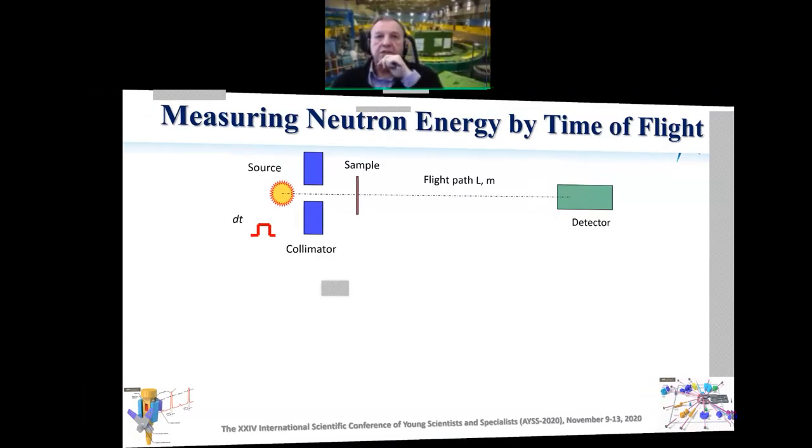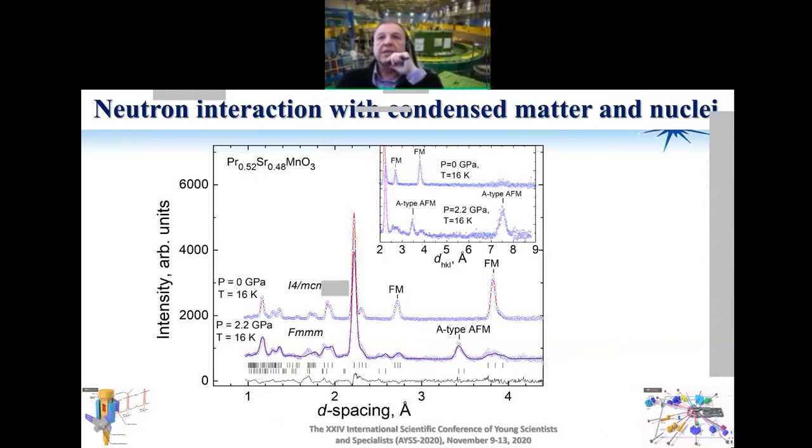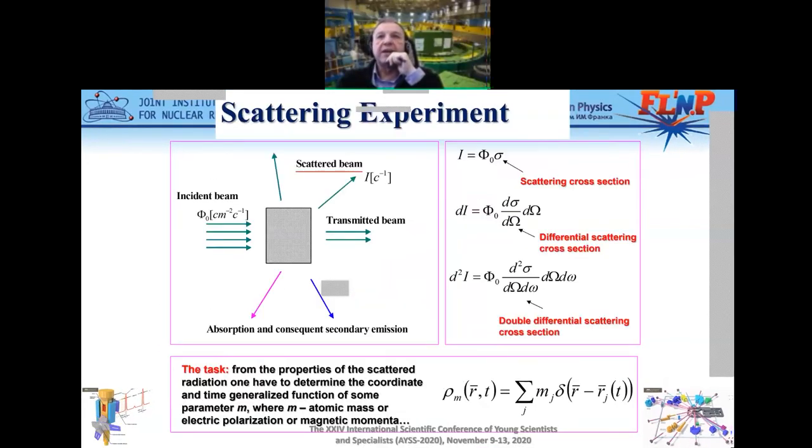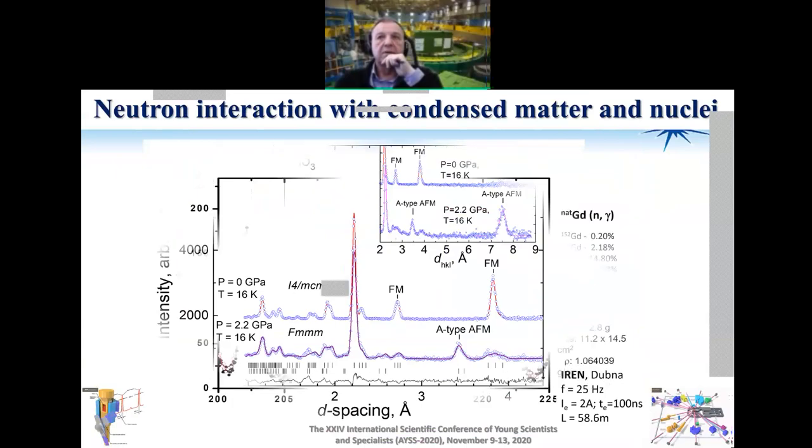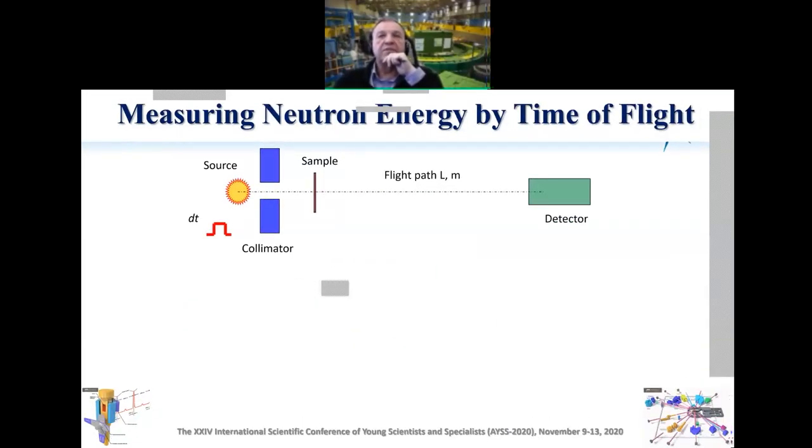How to measure this neutron energy? How can we measure this experimental picture? In order to do that, we have to be able to measure the energy of the neutrons which are interacting with our sample. We have to know not only the overall neutron flux density, but we also have to measure the time distribution of the scattered neutrons and transmitted neutrons, and the time distribution of the secondary radiation around the sample. The only precise and effective method to do that is the neutron time-of-flight method, measuring neutron spectroscopy by means of time of flight.